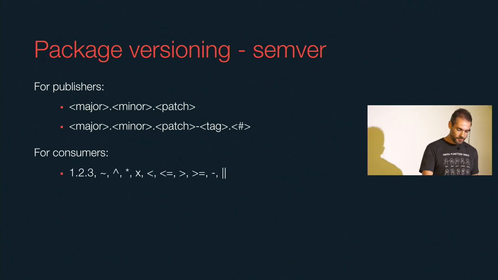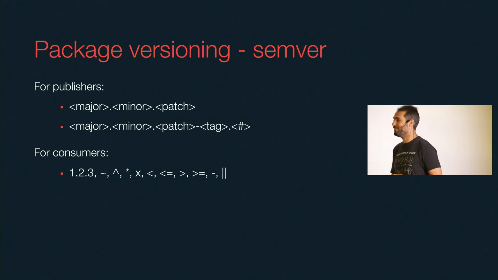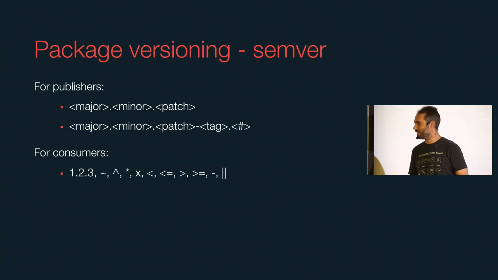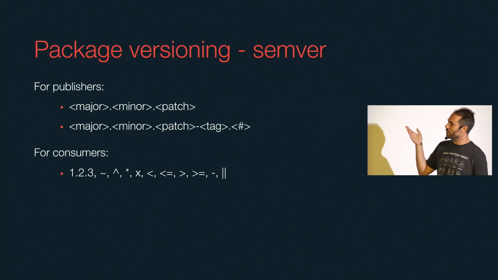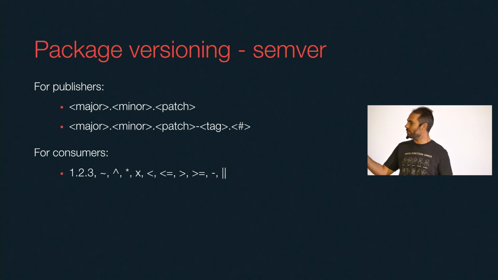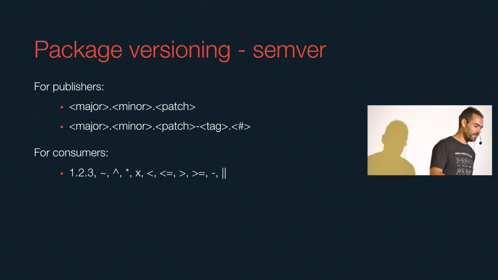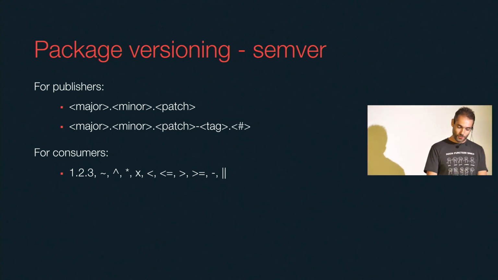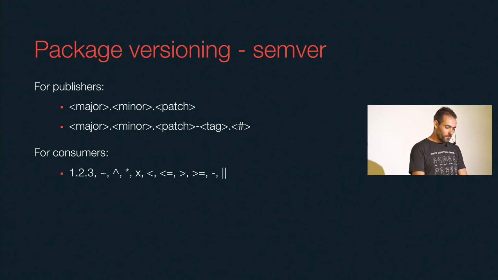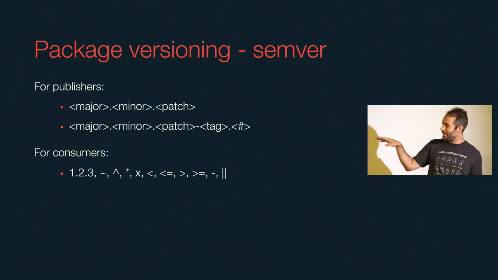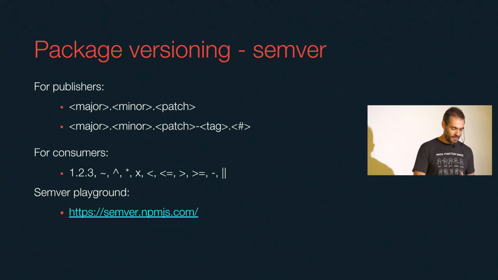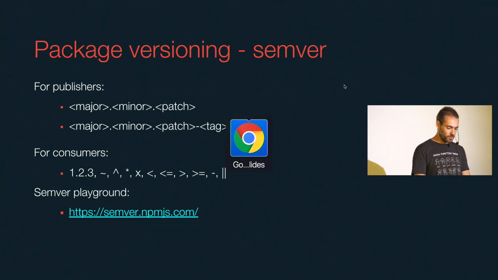For consumers, there's a lot of ways to specify a version. Like you can just specify a version, but you can also specify a range. And you have an OR operator, less than or equal operator, X, star, tilde, and caret. That's quite a lot, and it's confusing, I think. So I don't want to explain it, like tell the definition, because it's very confusing. Instead, I want to show you a nice tool, which is semver.npmjs.com.